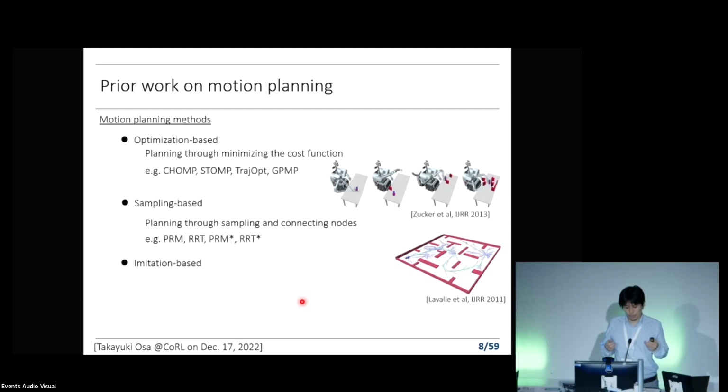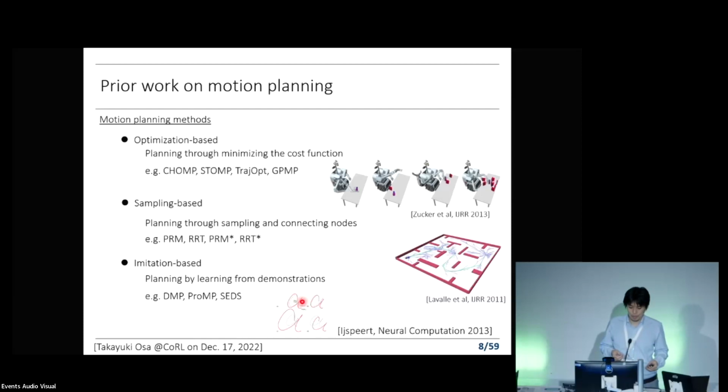The third category I'd like to include is the imitation-based method. If the demonstrations are provided by the expert, we can model the demonstrated trajectories and adapt them to a new scene. Yesterday we had a great talk by Ald, so I don't have to mention very much about it. From the next slide, I will focus on the optimization-based method.